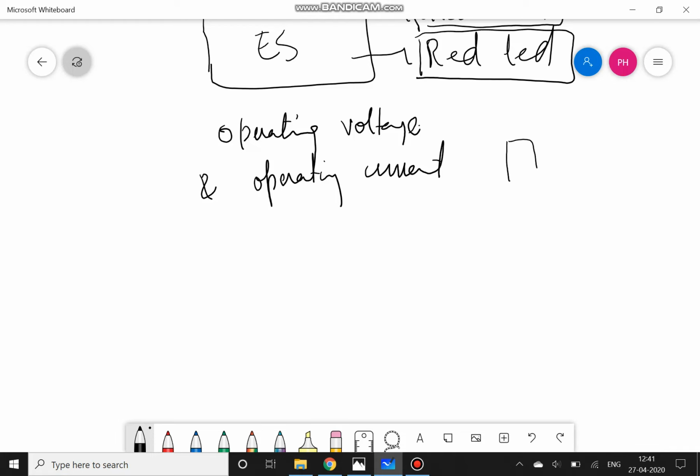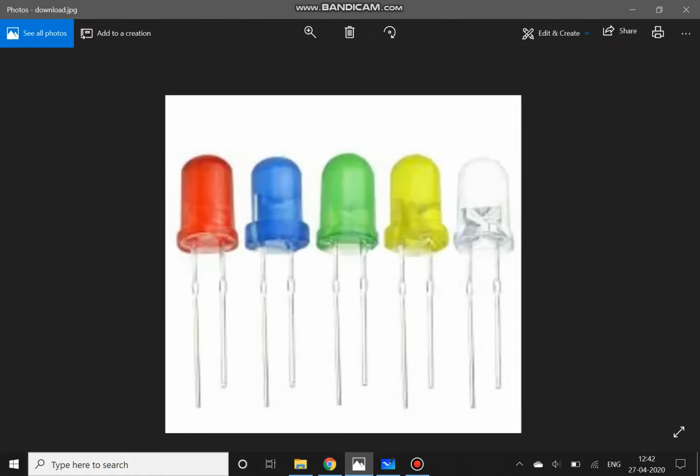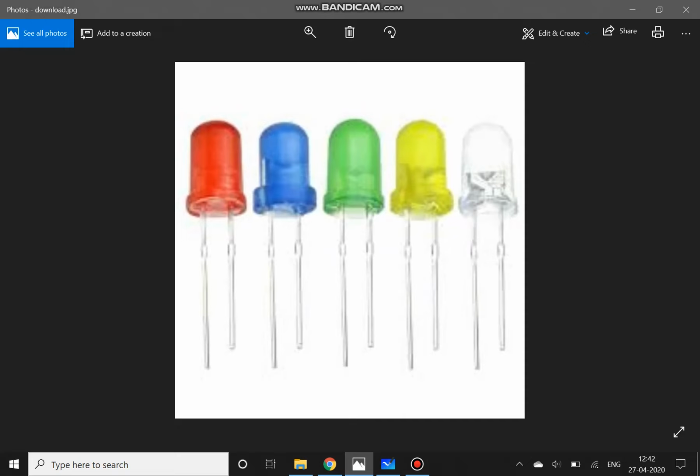You all may have seen an LED. An LED usually has two pins, an anode that is connected to the positive and a cathode that is connected to the ground, or to 0 volts. Let me show a picture of these LEDs. These LEDs, as you may be seeing, usually come in different colors, and also in different diameters. The ones you are seeing are 3 mm LEDs.